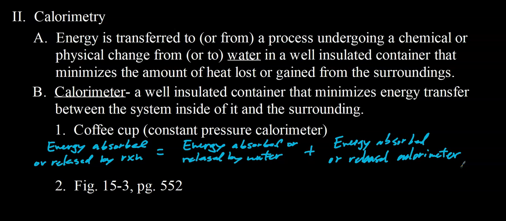So let me read this again, make sure I understand this. I'll do it one way. So let's say you have an exothermic reaction. During an exothermic reaction, the energy released by the reaction is equal to the energy absorbed by both the water and the calorimeter. Both objects are absorbing the energy. If an endothermic reaction occurs, the energy absorbed by the reaction is equal to the energy released by both the water and the calorimeter.